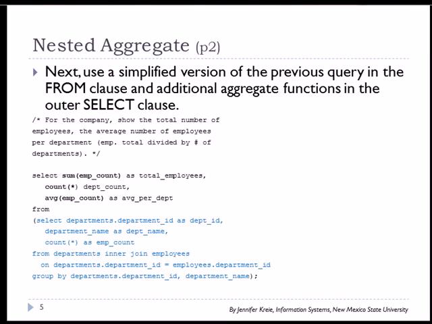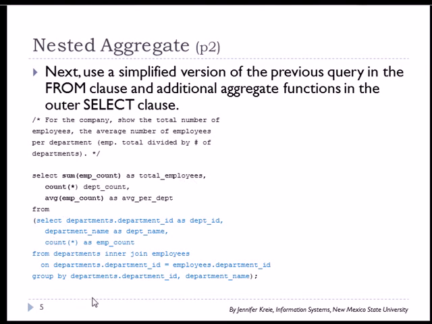So next, we'd use a simplified version of the previous query in the from clause of this outer query. And so we have an aggregate function in the subquery that's being used in the outer query. So we see the subquery in blue, and it's showing department ID, department name, and a count of the number of employees in each department.